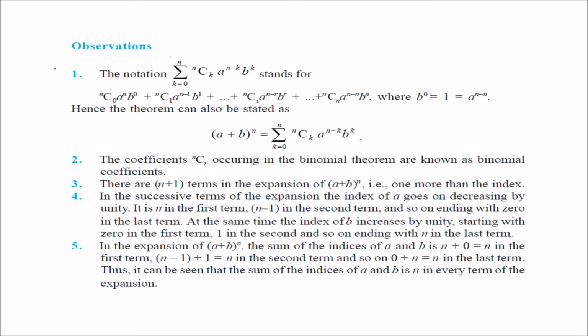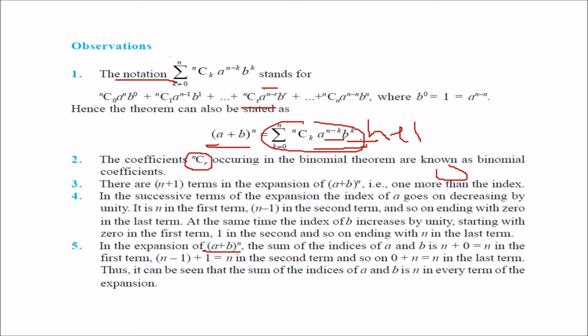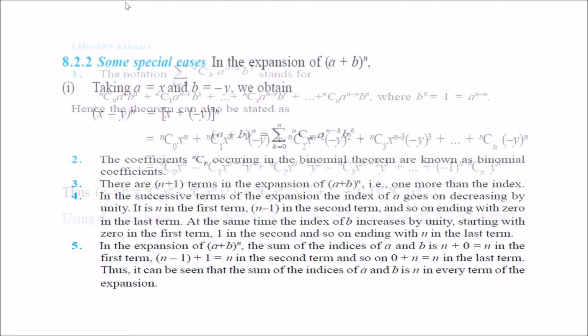And the observation here is that this sigma notation is actually giving you the value of (a plus b) to the power n, where the general term is nCk a to the power n minus k, b to the power k. The coefficients nCr present in this binomial theorem are known as the binomial coefficients. On the right hand side there are n plus 1 terms. And if you expand this, the sum of indices will always remain n.